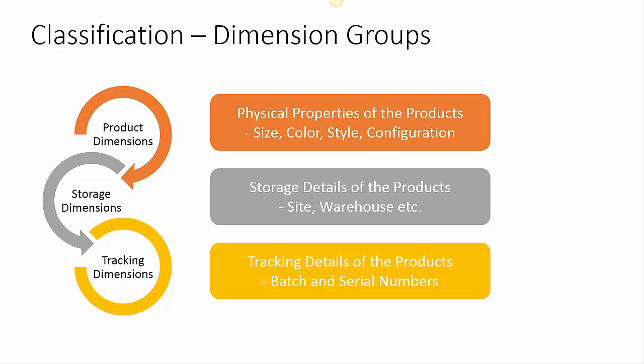Storage dimensions define the level of storage details for a product. Using this storage dimension, the user can locate the product within the company. Tracking dimensions are used when a product needs to be tracked or traced in the supply chain management cycle, individually or within a batch. Generally, tracking dimensions are used for the products for which guarantee or warranty is offered.